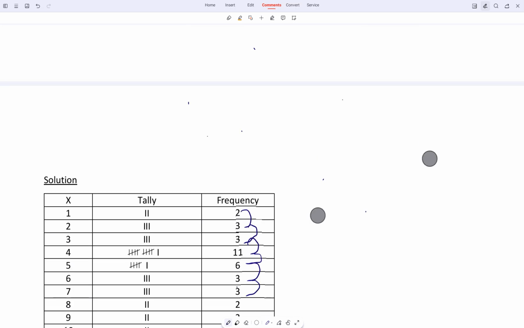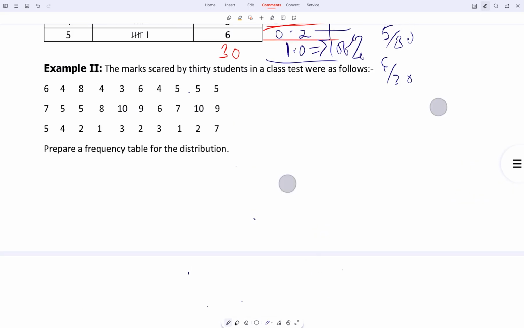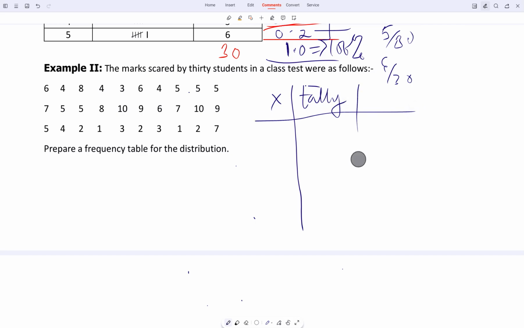That's not correct. Okay, let's do the table by ourselves and let's count. You will have X, then you will have your frequency, your tally. We want to confirm that the data in that PDF is not correct, so we have our frequency.